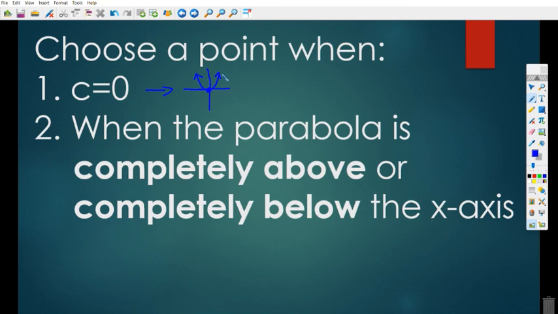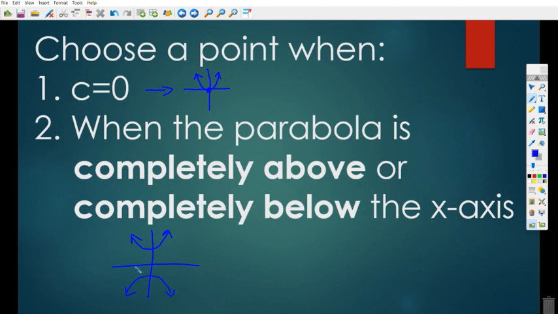Do you remember when I told you in the beginning of the video that we're going to visualize? This is where that's going to be handy. That's why I told you to visualize. I hope you can visualize these parabolas. And when the parabola is completely above or completely below the x-axis, meaning we're not cutting at all, we're completely above or completely below.